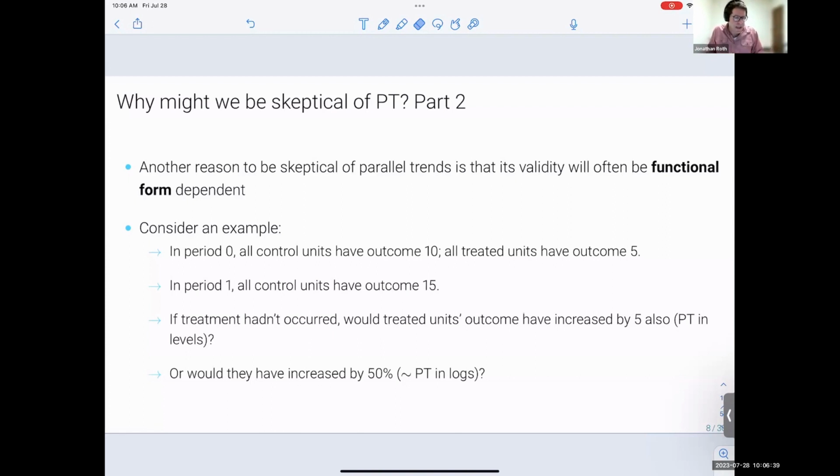So to see why this is the case, consider a very simple example. In period 0, all control units have outcome 10 and all treated units have outcome 5. So there's a difference of 5 between the outcomes of the two groups in the period before the treatment.